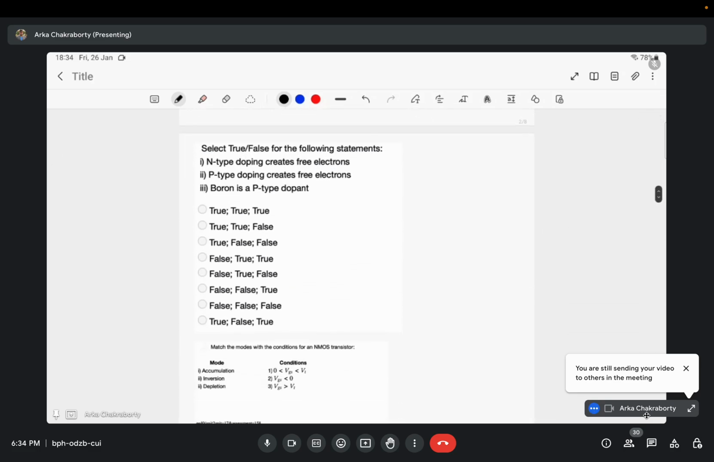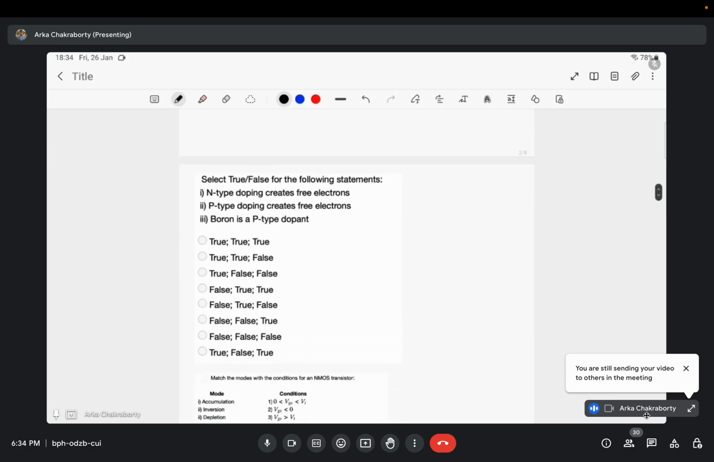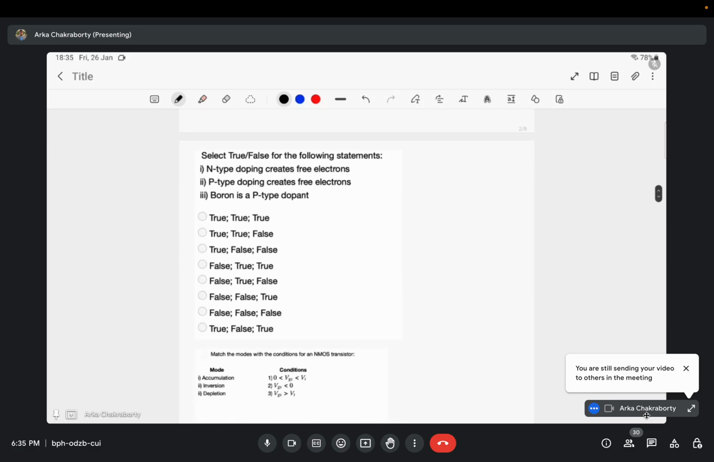Okay, now we have completed week 0. Let's move on to week 1. Select true or false for the following statements. The statements are: n-type doping creates free electrons, p-type doping creates free electrons, boron is a p-type dopant. So it's the basics of semiconductor devices, nothing else.